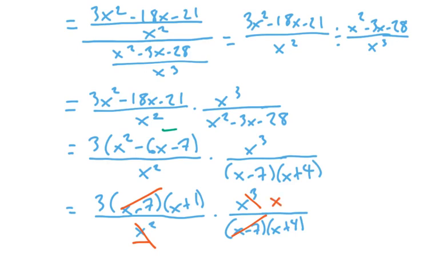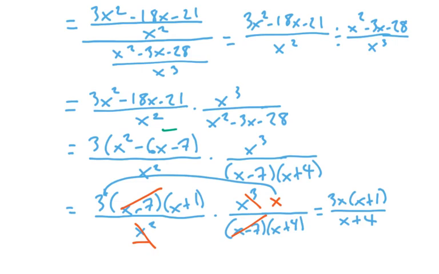Where does that get me? Well, let's write what we have left, because a lot of things divided out. 3, if you don't mind, I'm going to bring this x up to the front, just because I think it would look better. 3x times (x + 1). And in the denominator, everything's gone but x + 4.